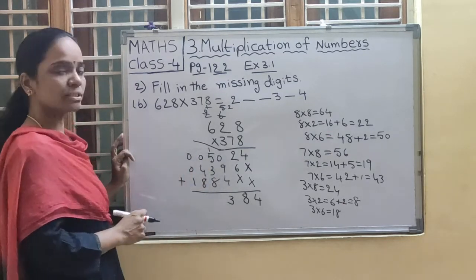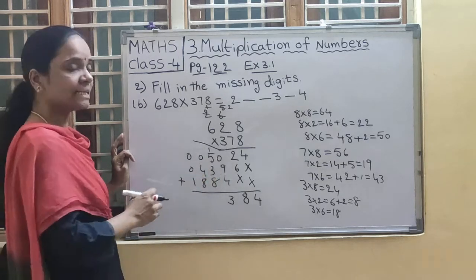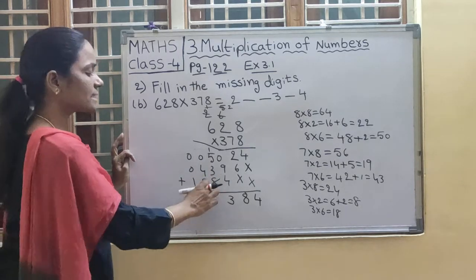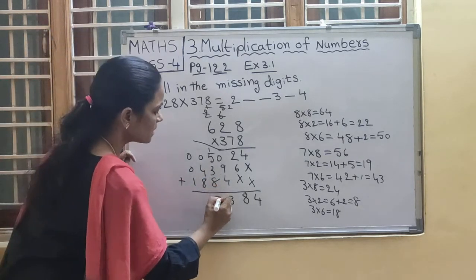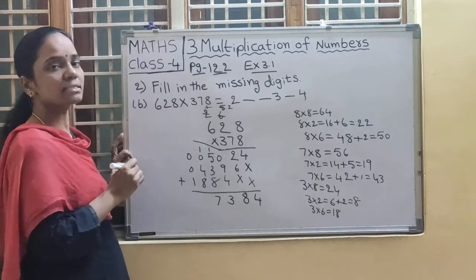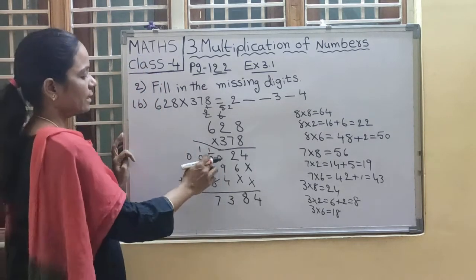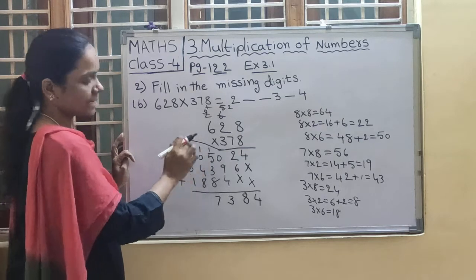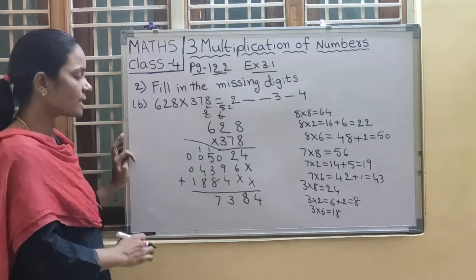1 plus 5, how much children? 6. 6 plus 3 is 9. 9 plus 8 is 17. So 7 right here and 1 is the carry. It is written in the next place. Here carries we have to write below the line.